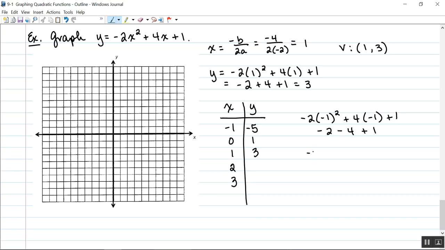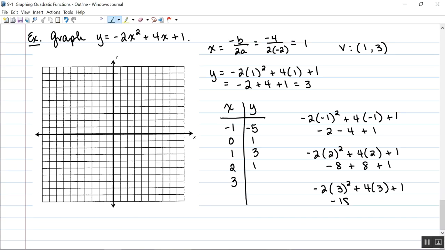Now let's plug in 2. Negative 2 times 2 squared plus 4 times 2 plus 1. 2 squared is 4, times negative 2 is negative 8, plus 8, plus 1 gives me 1. And now plugging in 3 gives me 3 squared, which is 9, times negative 2 is negative 18, plus 12, plus 1, which gives me negative 5. So let's go ahead and graph those points.